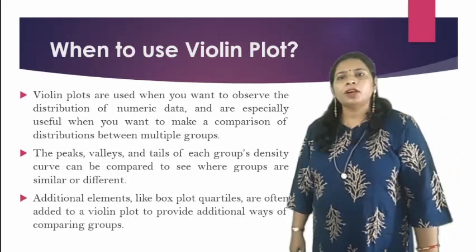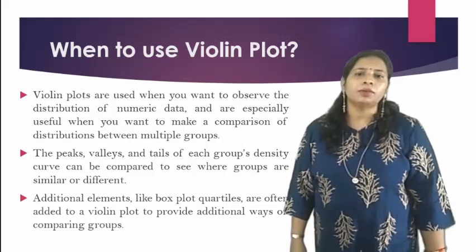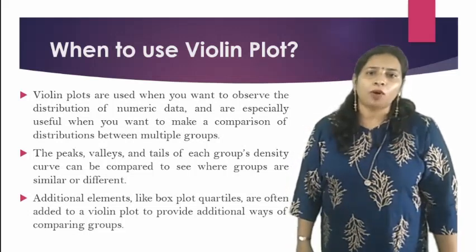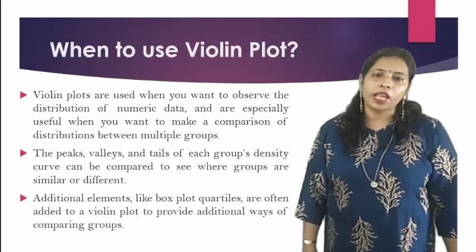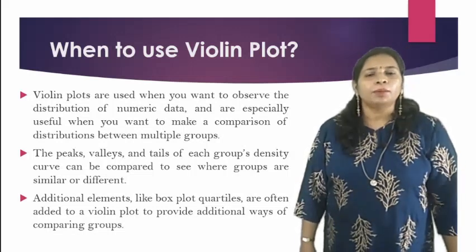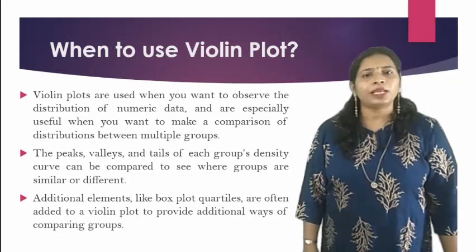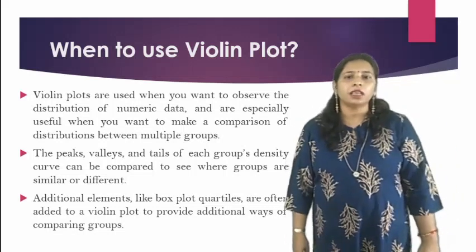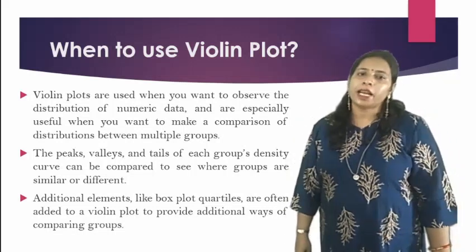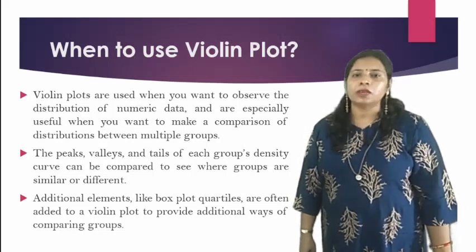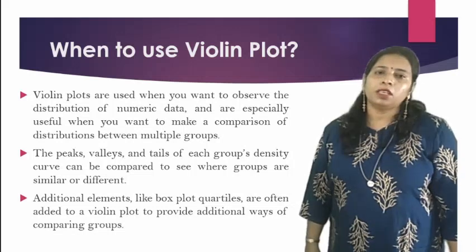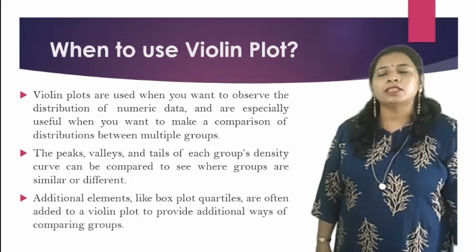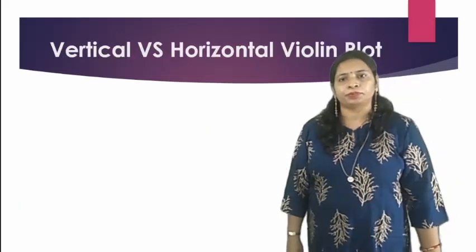In violin plots there are additional elements compared to the box plot. In the box plots there are quartiles, range, and interquartile range, but in the violin plot you can see there is also a density of the distribution. There are 95% confidence interval values. So the violin plot is used to provide additional ways of comparing groups.